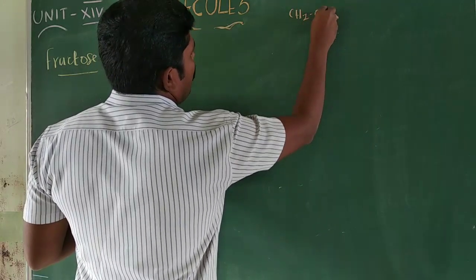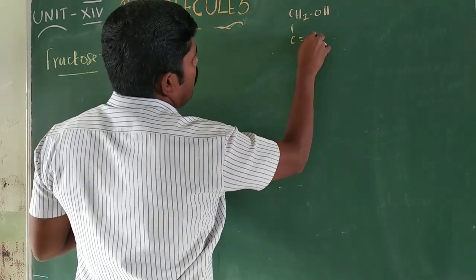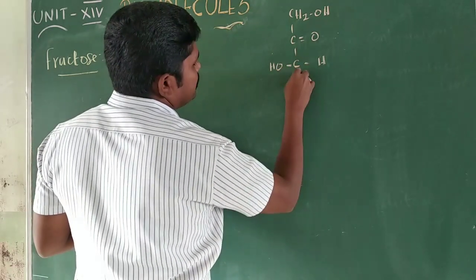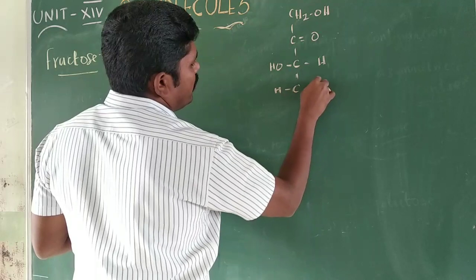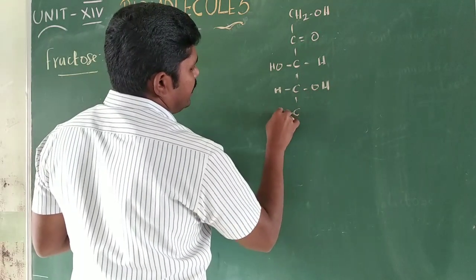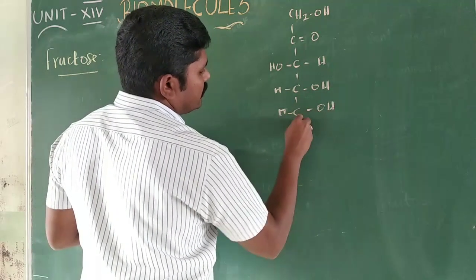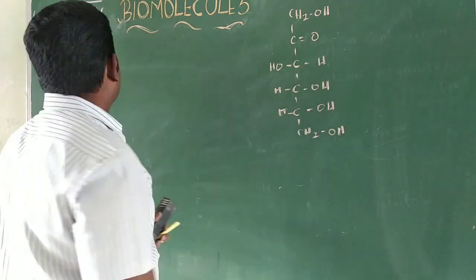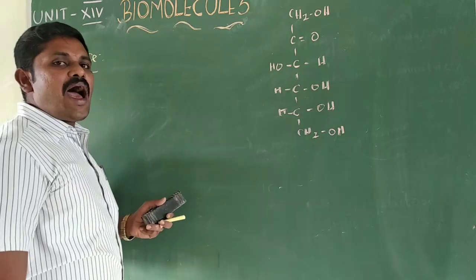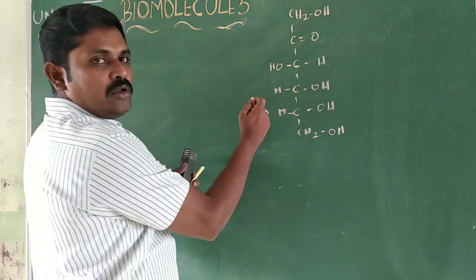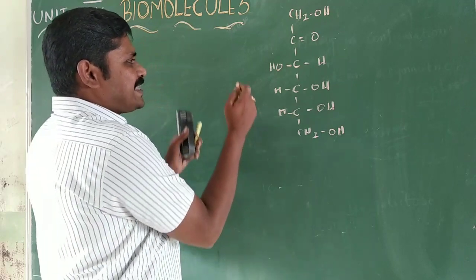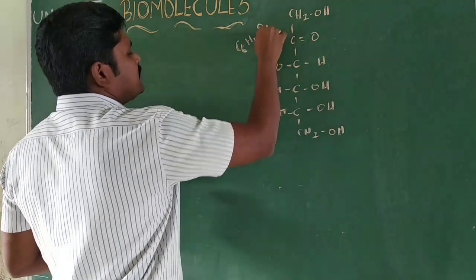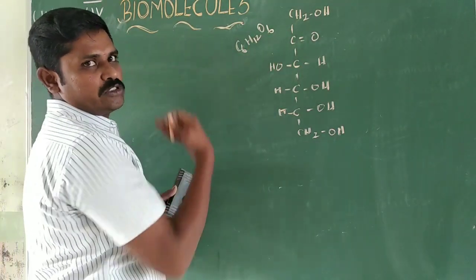fructose: CH2OH, C double bond O, C OH, CHOH, CHOH, CH2OH. Fructose is another commonly known monosaccharide having the same molecular formula, C6H12O6. It's the same molecular formula as glucose.